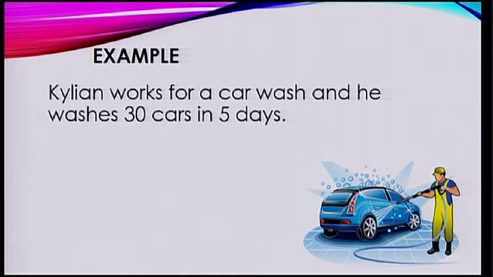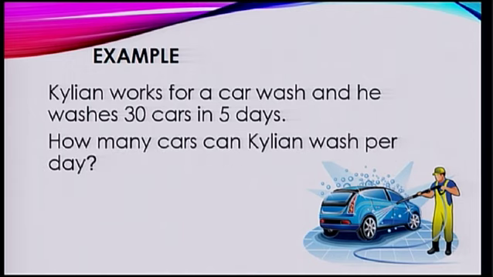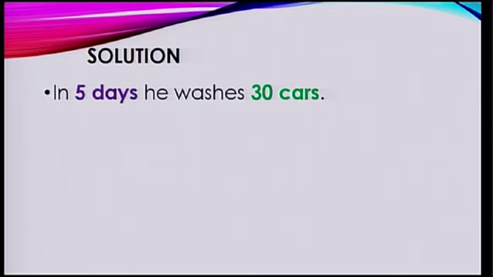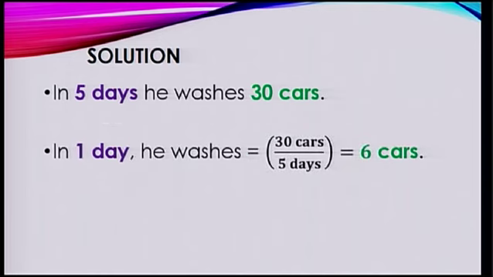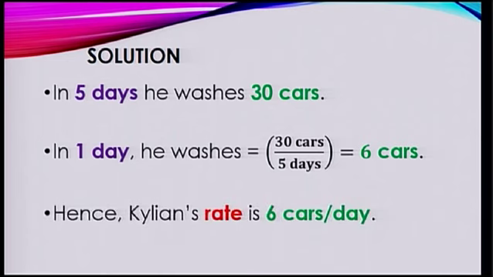Let's see another example. You've got Kilian. Kilian works for a car wash and he washes 30 cars in 5 days. The question is, how many cars can Kilian wash per day? How do we do it? Well, in 5 days, he washes 30 cars. So we need to calculate for 1 day, that will be 30 cars divided by 5, that will be 6 cars per day. So the rate is 6 cars per day.